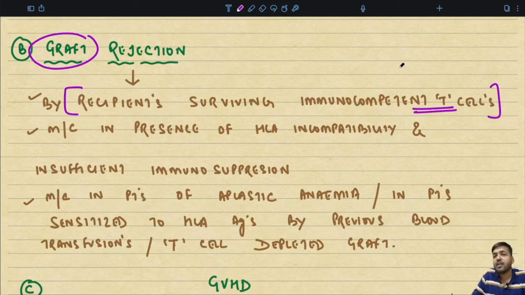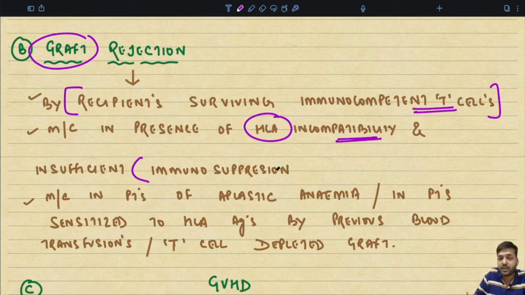So even after the use of conditioning reagent or high dose chemotherapy, sometimes immunocompetent T cells in the recipient might remain. And it most commonly occurs in presence of HLA incompatibility and insufficient immunosuppression. If the immunosuppression is not proper, or if there is a lot of mismatch between the HLA of the donor versus that of the recipient, in that case, the chances of rejection become very high.